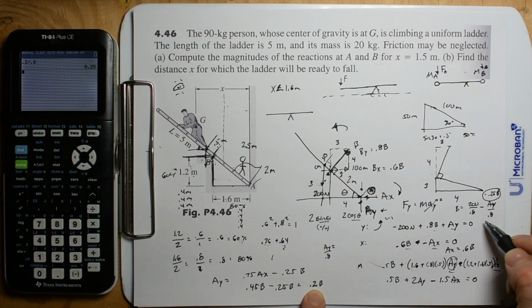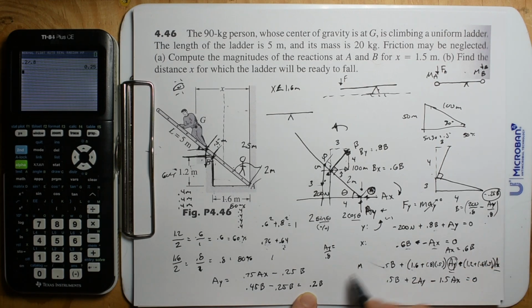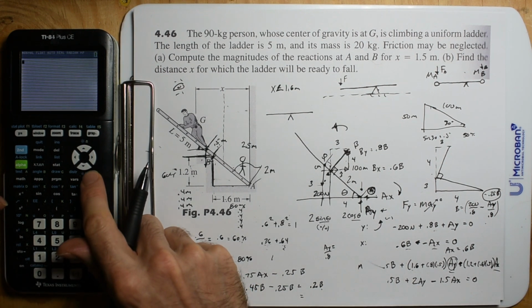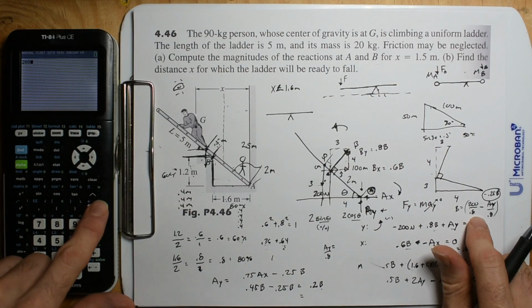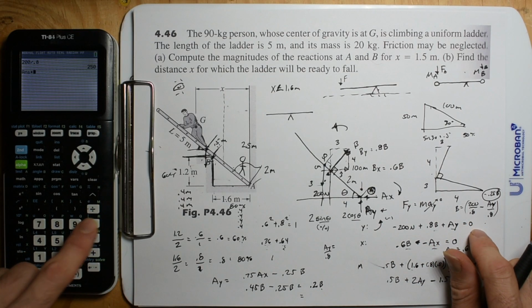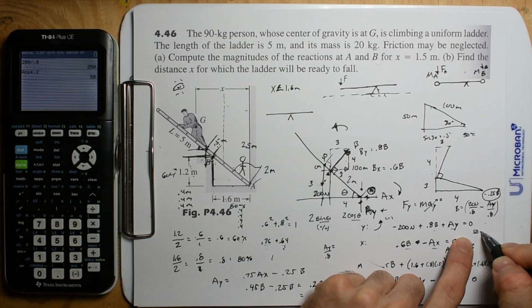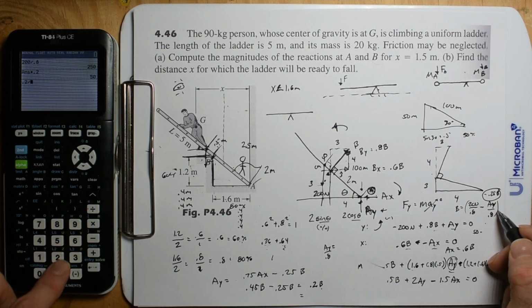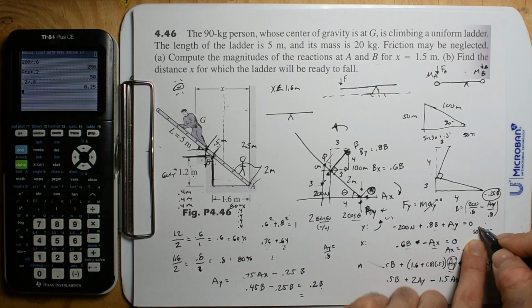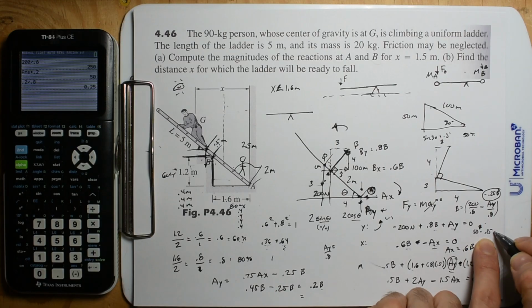Oh, wait a minute. If this is B, I need to FOIL this through. So sorry about that. Well, just 0.2. I just need to multiply by 0.2. So we have 200 divided by 0.8 multiplied by 0.2. So that's going to be 50 minus, and then we have 0.2 divided by 0.8, which is 0.25.